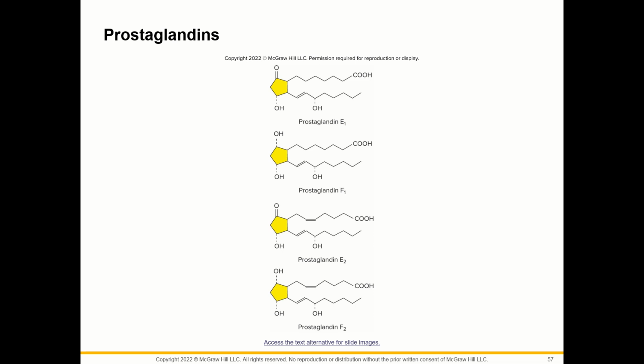Figure 2.25 shows the structural formulas for various prostaglandins, and they are a family of regulatory compounds derived from a membrane lipid known as arachidonic acid. I always like saying that word, arachidonic.